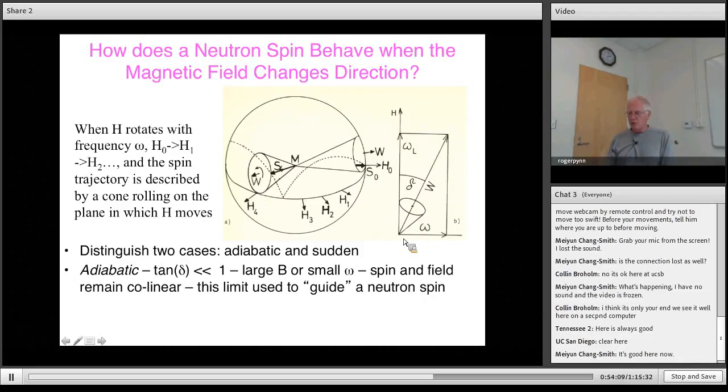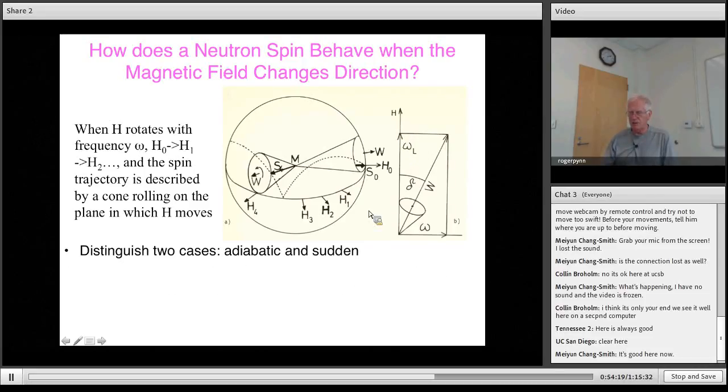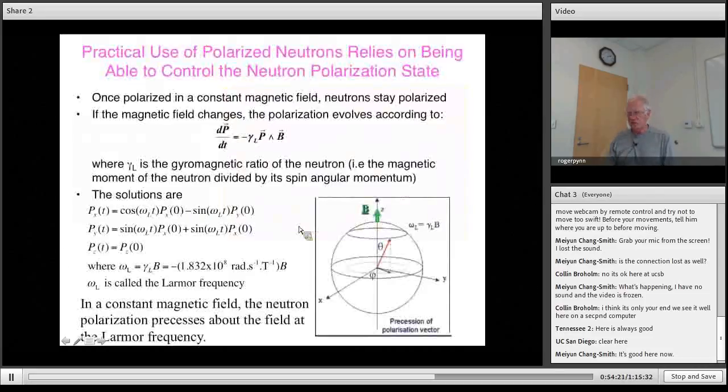What one needs to draw is a diagram that looks like this, in which this omega L... One of the things that I did not point out properly on the previous view graph is that the speed of precession of the polarization around the B field, the rate of rotation, is this thing called omega L, which is called the Larmor frequency. It's a number in radians per second, which is proportional to the magnitude of the field.